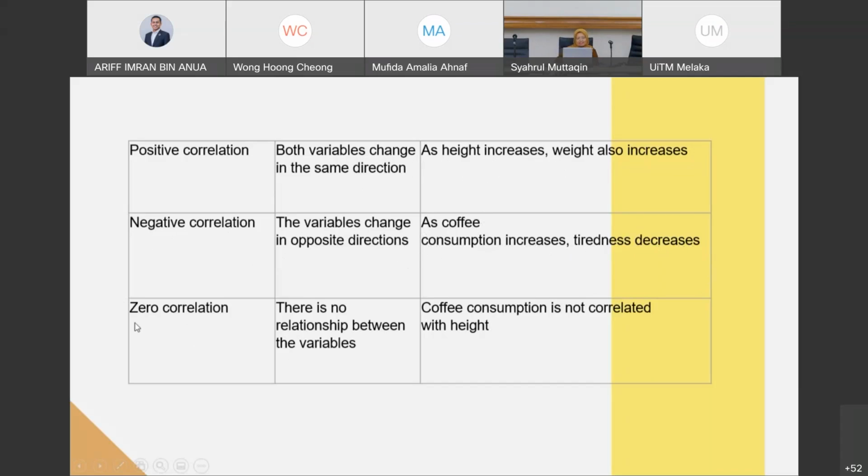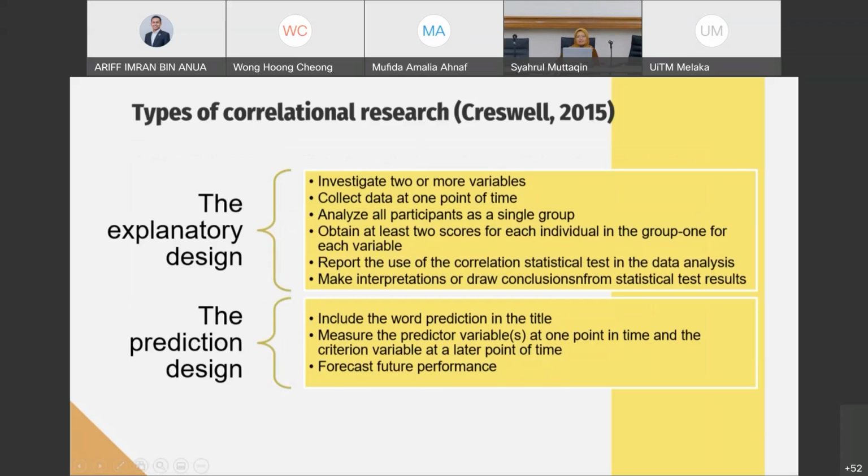And then the next is what happens if there is zero correlation? It means that there is no relationship between the variables. This is only the example. Coffee consumption is not correlated with height. Yeah, this is only the example. And the next is types of correlational research. The first is the explanatory design, and then the next is the prediction design.